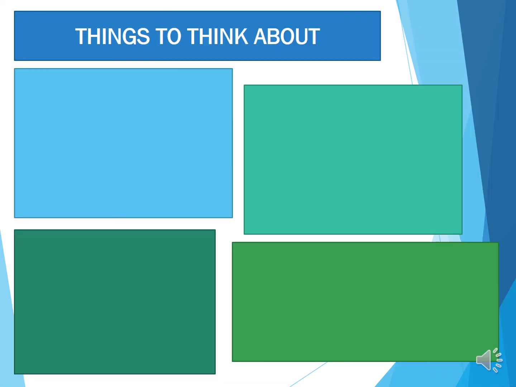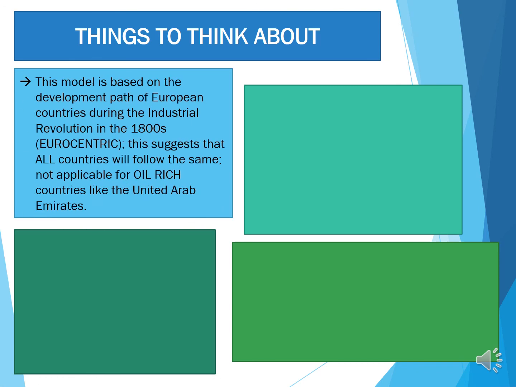The DTM is fantastic in terms of allowing us to make judgments about the development of a country from only 2 pieces of data. However, as fantastic geographers, we have to be critical of everything we see. So here are 4 ideas that you should be thinking about if you want to be getting a grade 7 or above. We have to evaluate everything we see. So this model is based on the development path of European countries during the Industrial Revolution. It is something that we call Eurocentric.